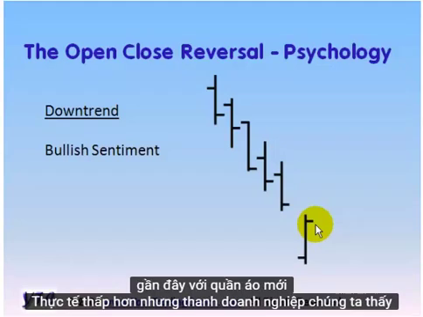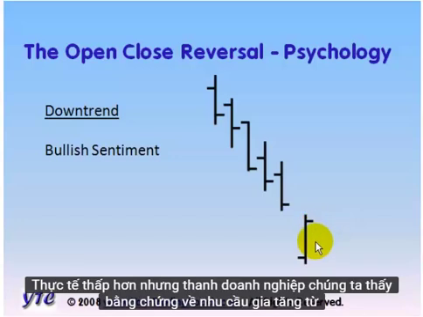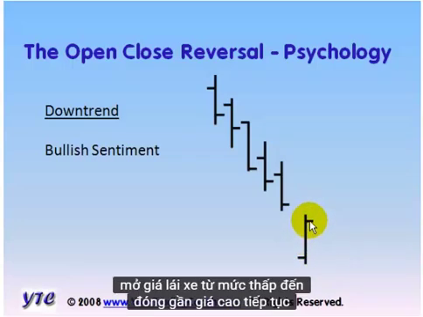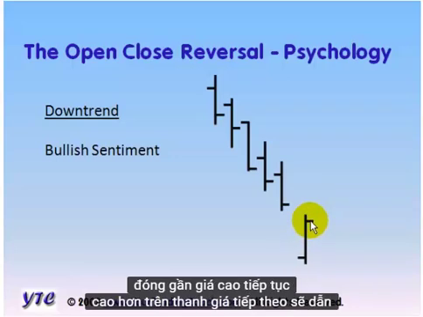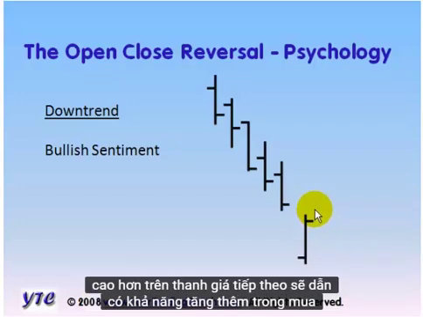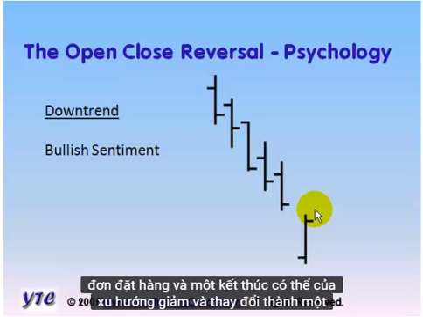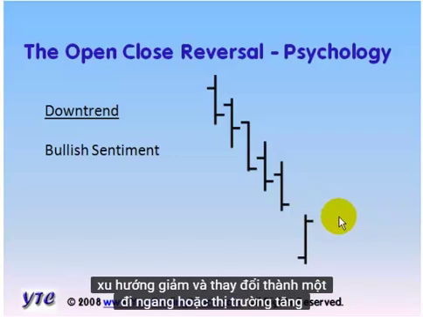But intra-price bar we see evidence of increased demand from the open, driving price up from the lows to close near the high. Price continuing higher on the next price bar will lead potentially to a further increase in buy orders and a possible ending of the downtrend and change to either a sideways or an uptrending market.